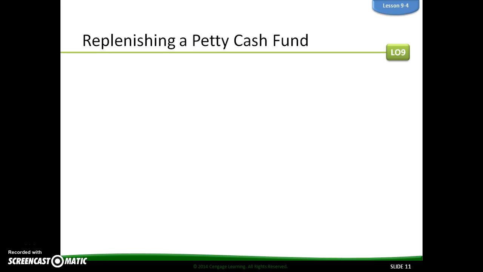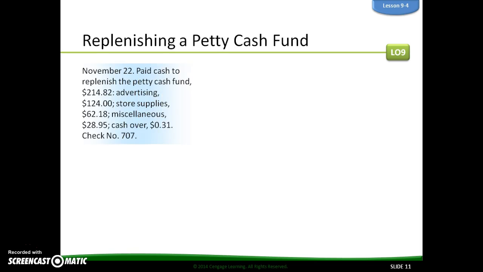All right, now I have petty cash to be able to make small cash purchases where it's just much easier to buy things in cash rather than having to write a check or deal with that check writing piece. When I have a petty cash fund, remember that I'm going to complete a report at the end of the month to reconcile or record all of the transactions out of the petty cash fund. So you can see that I'm noting I've got some advertising, some store supplies, some miscellaneous stuff, and then I'm over in cash by 31 cents.